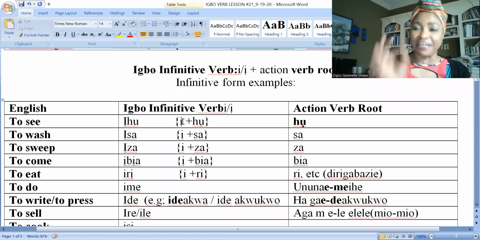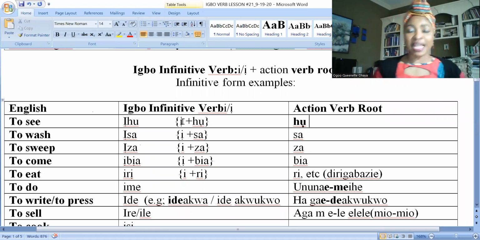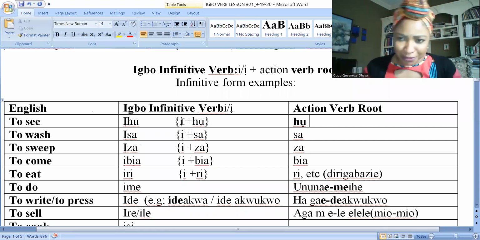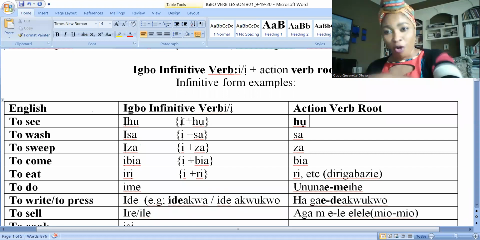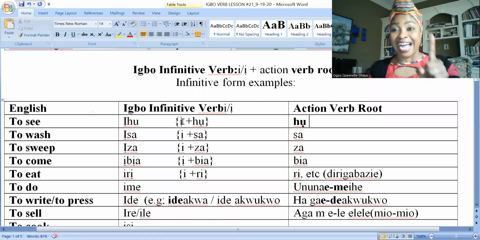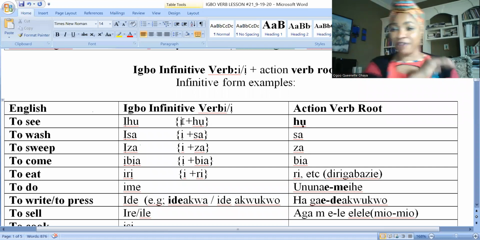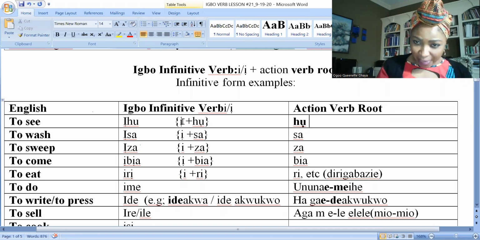You see that is the infinitive, which is i, plus hu, which is ho. That hu, ho, is the action verb root. So to see, eho, is always with I, to see something. When you say to see something, it means eho in here. But if I don't say something in it, it's just eho. So we are doing just verbs right now.